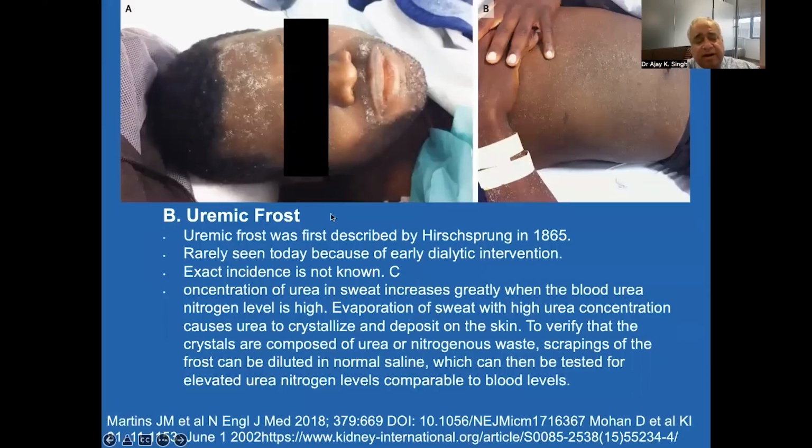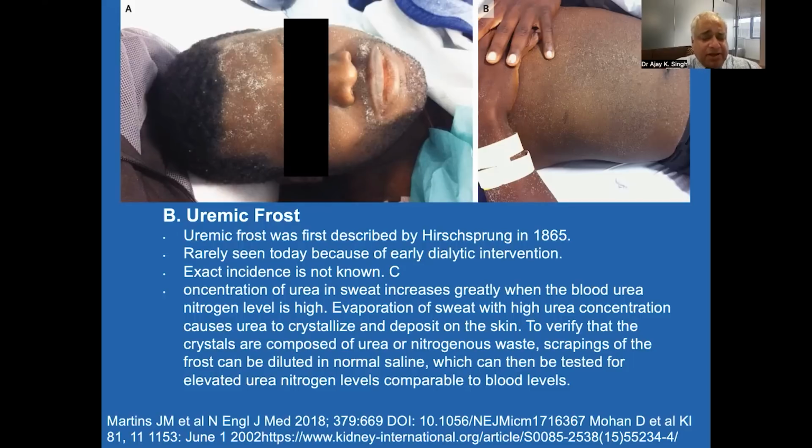It's very unusual to see this. I've not really seen many cases myself, even though I've seen many hundreds of patients presenting with advanced uremia. Uremic frost was first described by Hirschsprung in 1865. It's rarely seen today because of early dialytic intervention. In fact, if your program is a good program where early referral is done and initiation is done in a timely fashion, you really shouldn't be seeing this. And the exact incidence is not known.